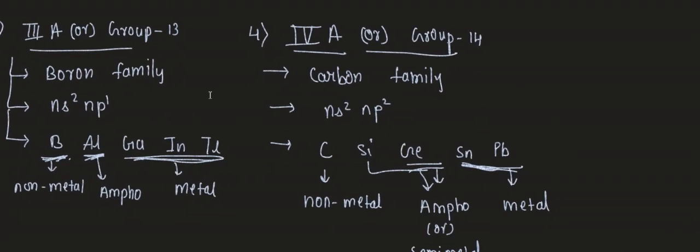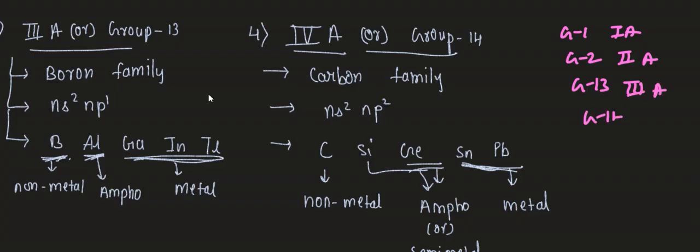Third group, 13th group and 14th group. Just now we have learned that group number 1 is also known as 1A group, and group number 2 is also known as 2A group. In the same way, group 13, not 3, is known as 3A group. Group 14 is known as 4A group. So what is group 13 here? Boron family. What is group 14 here? Carbon family. What is the electronic configuration?